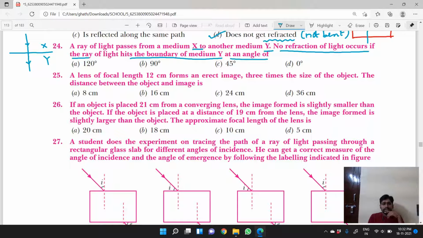Then they are asking, if the ray of light hits the boundary with medium Y at an angle, it is hitting at an angle of 90 degrees. See, the hitting angle is 90 degrees, but the angle of incidence is zero, and the angle of refraction is also zero. Please be aware of the question, what they are asking and what we have to answer. If they say hitting angle, then you have to give the answer B.